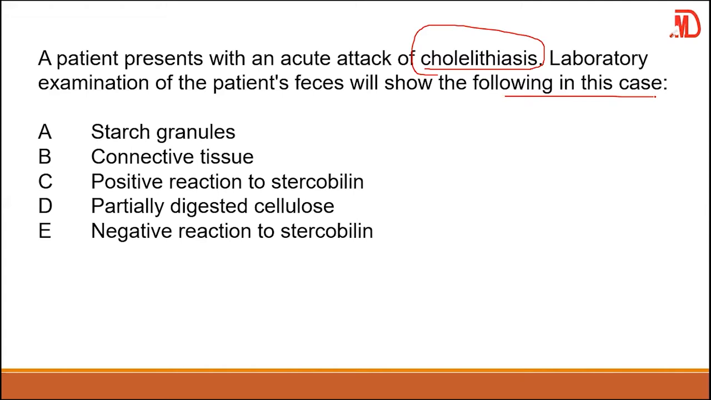And in mechanical type of jaundice, what is the color of feces? The color of feces is actually clay, or light colored stool. So what it means is that there is a negative reaction to stercobilin. Negative reaction, because the bowel has been obstructed. So we're having E as our answer. Negative reaction to stercobilin. All right. This is a type of jaundice, post-hepatic.